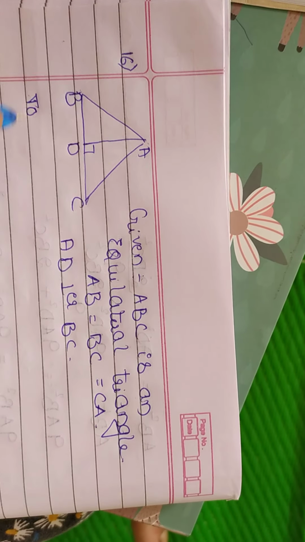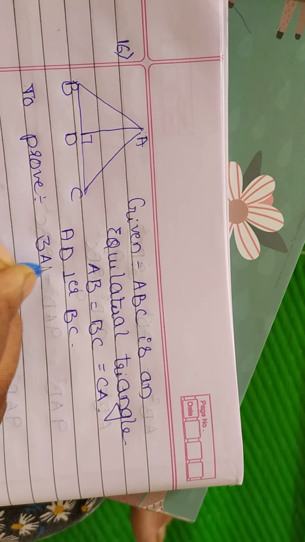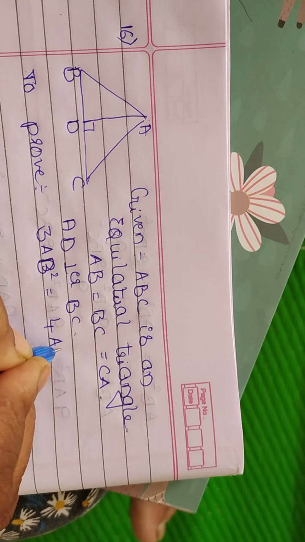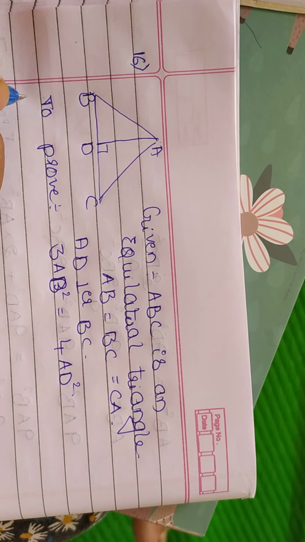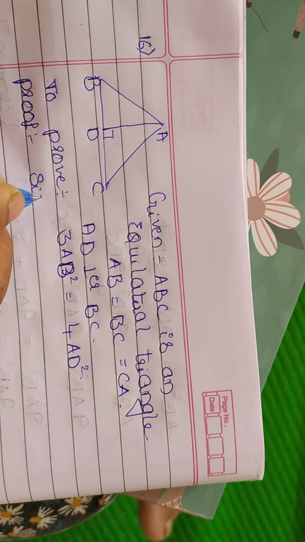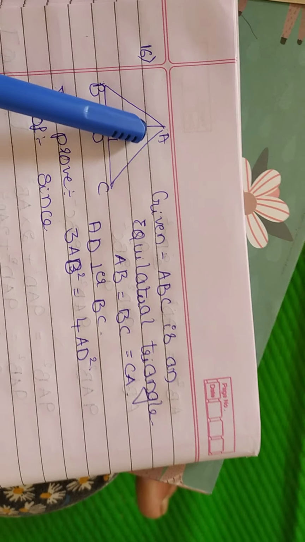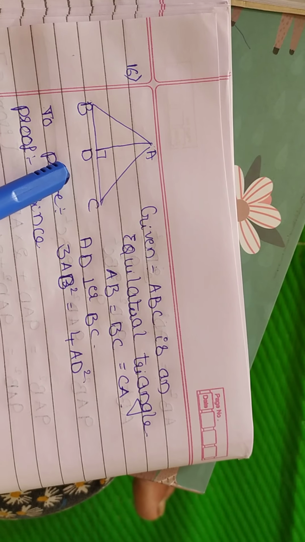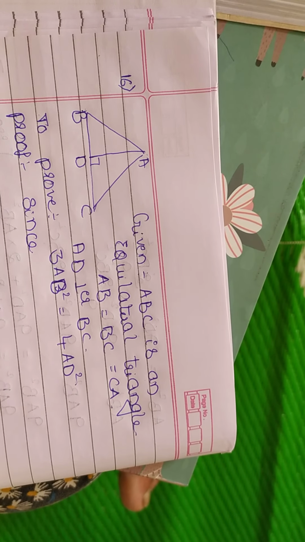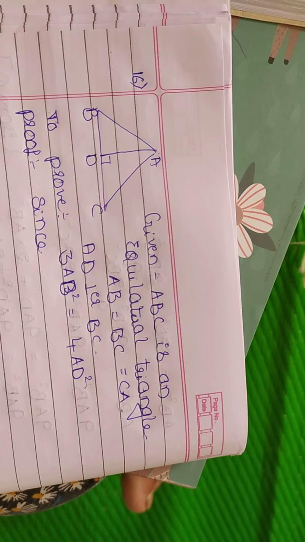Now what should you prove? You should prove that 3 times the square of its side, one of its sides, is equal to 4 times the square of its altitude. This is what we should prove. So for this, the proof: since ABC is an equilateral triangle, AD is the altitude. We had taken AD as the altitude, so AD can be treated as the median too, because for an equilateral triangle, both the median as well as the altitude will coincide.